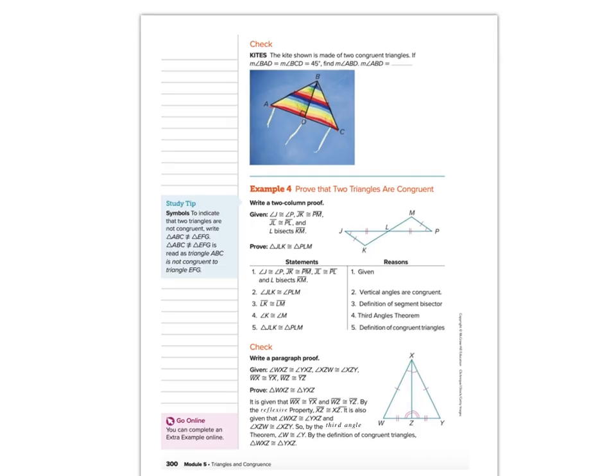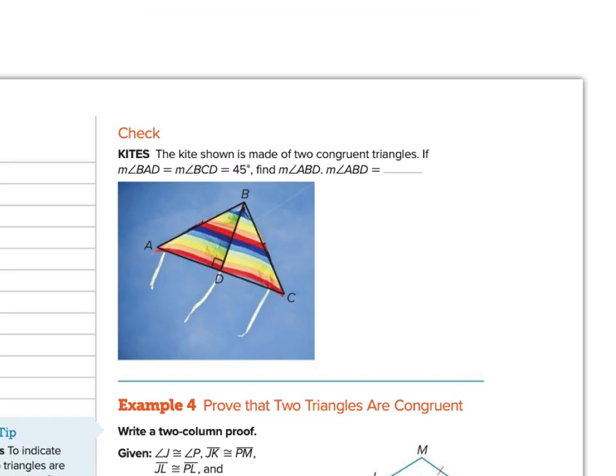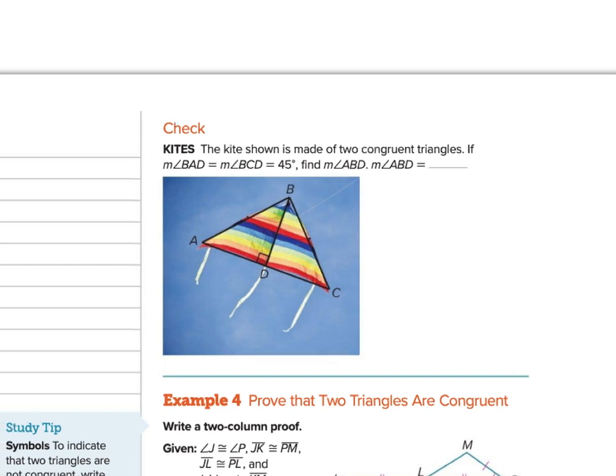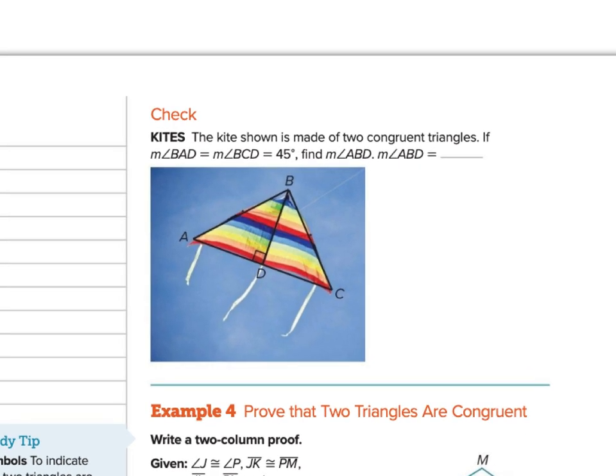So in this check, oh gosh, the kite shown above is made of two congruent triangles. So BAD is the same as BCD.